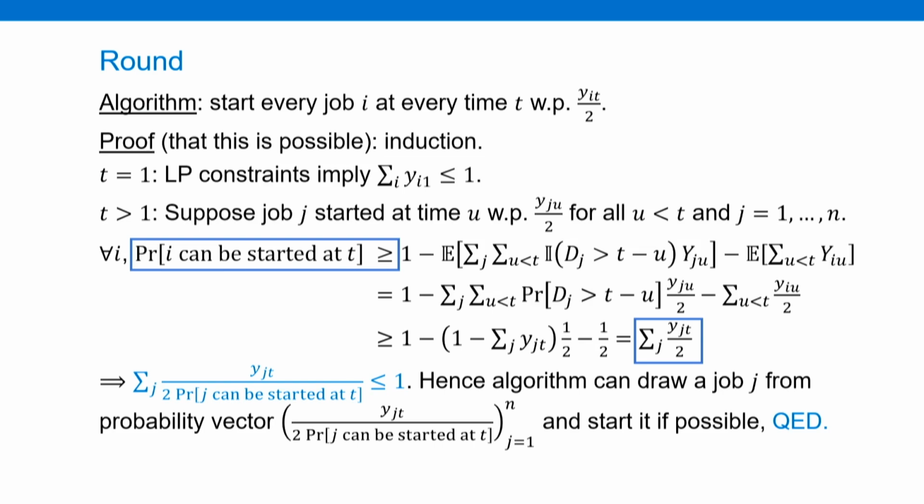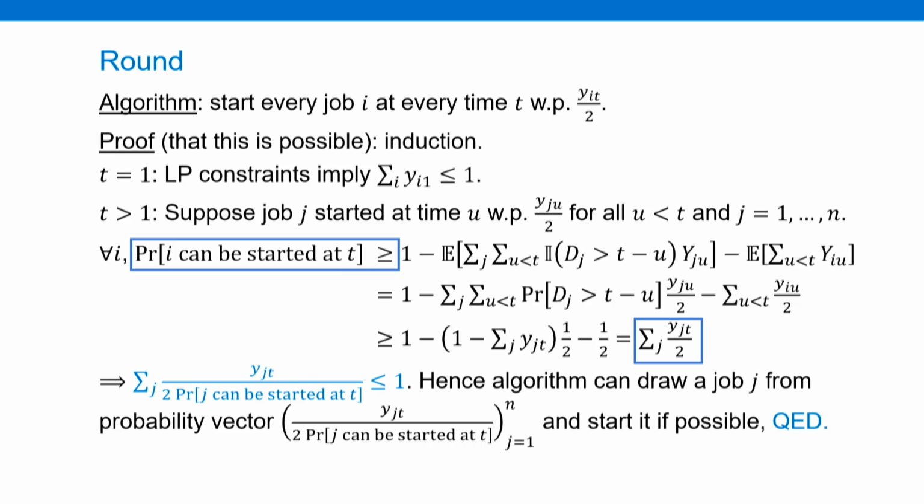Because, I think the easiest way to finish the argument is, at each time t, my algorithm is going to blindly, without looking at the state of the system at all, draw a job j according to this simplex. And then I'm going to start that job if possible. And by definition, this will complete the induction, because the chance that I draw job j is equal to this.